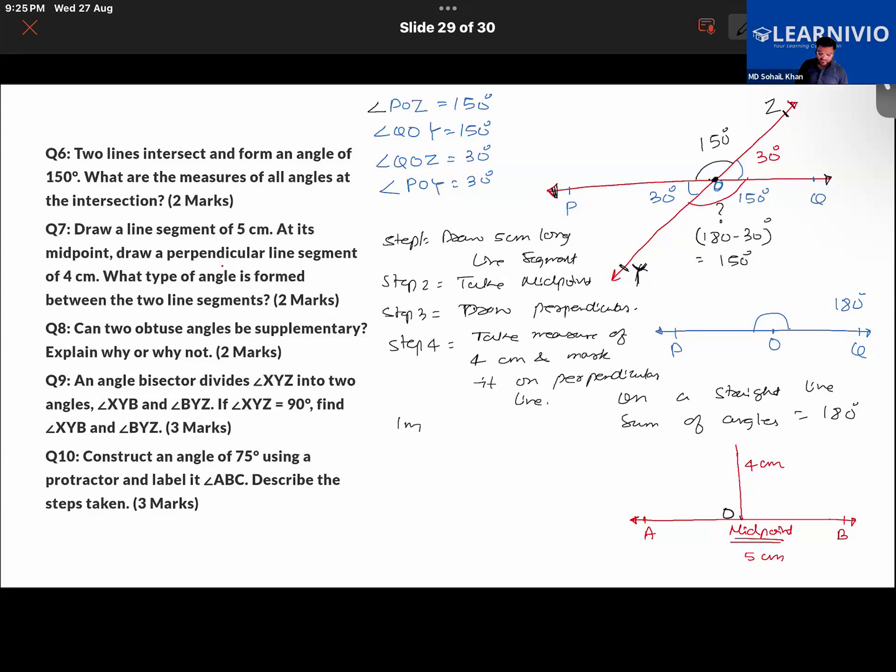An important thing is that you have to name the line segments also. Name the line segments too. Okay. And obviously you have to tell me what type of angle is formed between the two line segments. There's going to be two line segments here. This line segment here and this line segment here. Yes, Nafis, that is correct. We have to show the working also to me, okay?